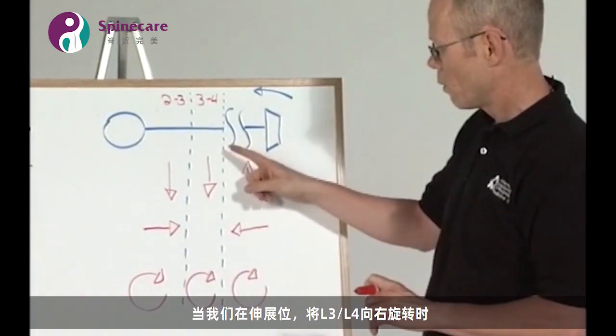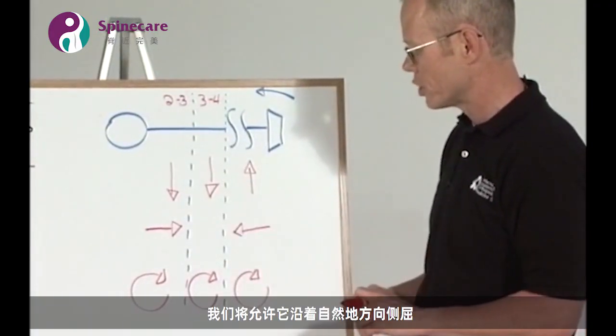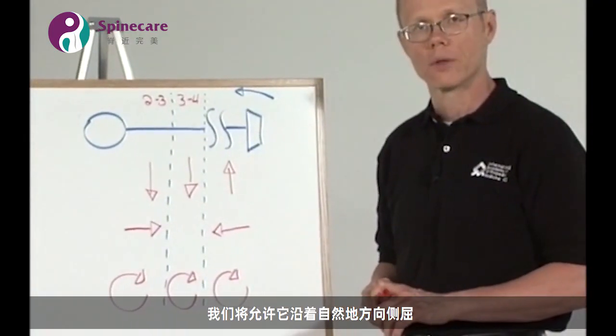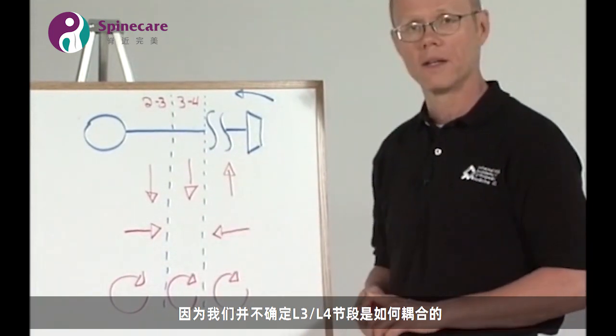And finally, when we rotate L3-4 to the right in an extended position, we will allow it to side bend in the direction that it naturally courses, because we're not sure how the L3-4 segment is going to couple.